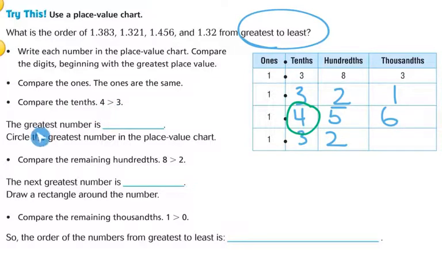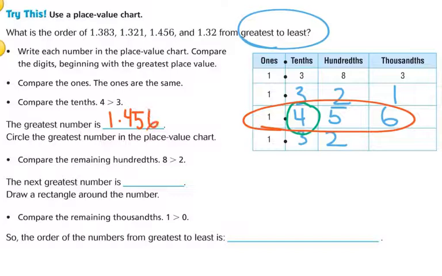So that we know the greatest number right off the bat, boys and girls, is 1 and 456 thousandths. And we know it's the greatest number, boys and girls, because the 4 in the tenths place is the largest amount. Think about it. 4 dimes is bigger than 3 dimes. So we circled the greatest number in the place value chart in red.